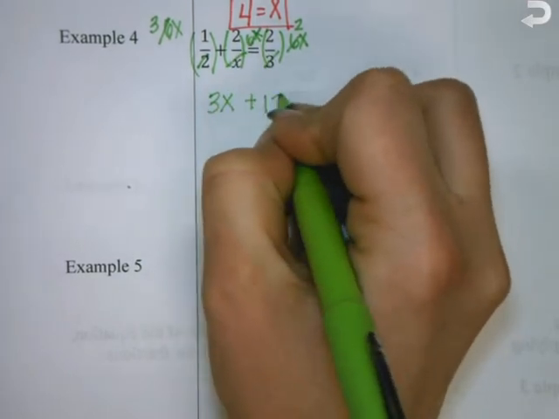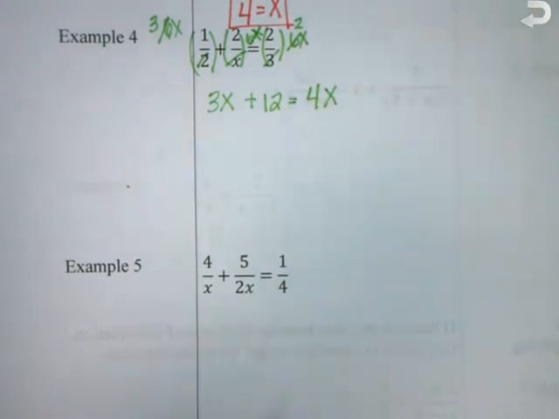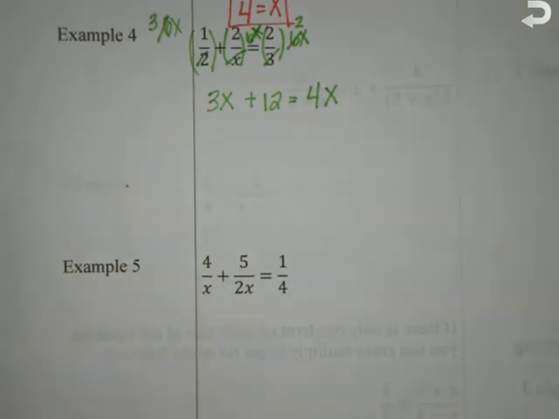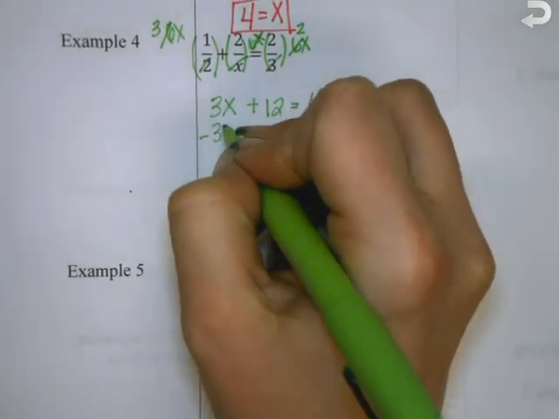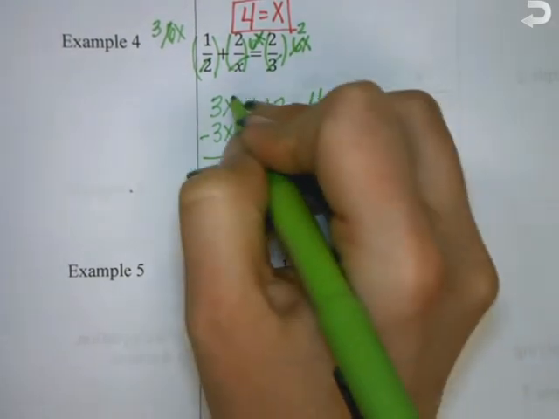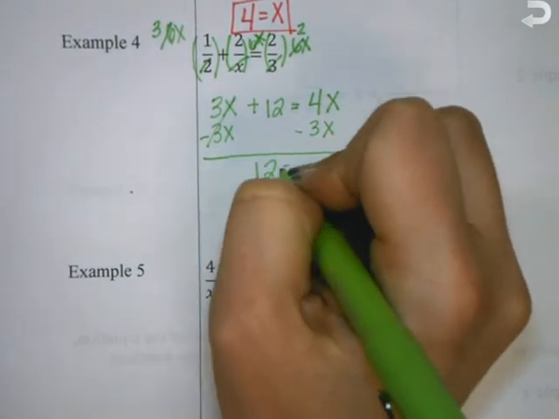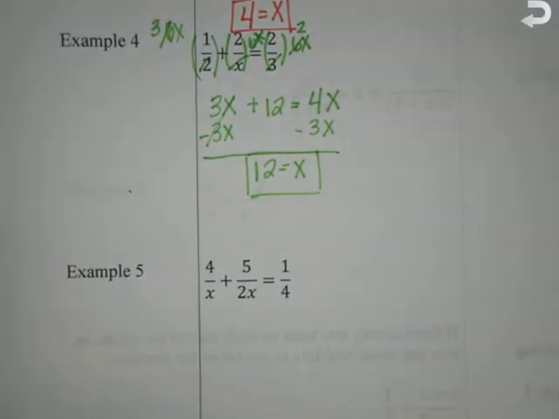Okay, I want to get all my x's on one side, so what should I do? Subtract 3x. Those cancel, and I get 12 equals x. So that's your answer. We have x by itself now. Who got that correct? Very nice.